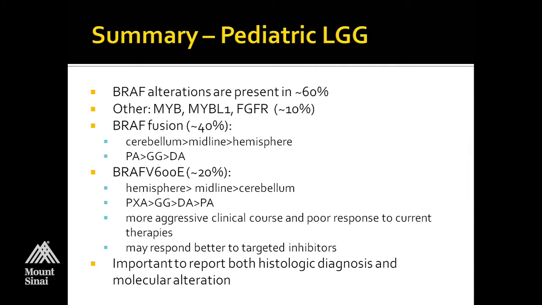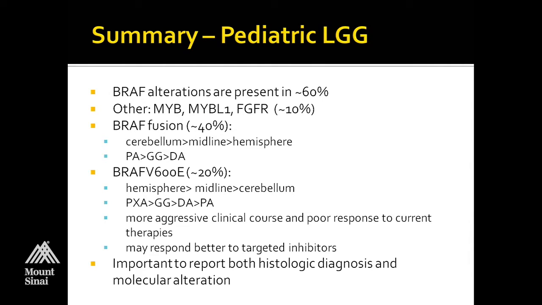So to summarize then, the low-grade glioma, BRAF alterations are present in about overall 60% of patients. Other alterations include MYB, MYBL1, and FGFR, which only account for about 10%. We see overall about 40% of the patients will have a BRAF fusion. This is most frequent in the cerebellum and then the midline and least frequent in the hemispheres. And in terms of pathology, you're most likely going to see that in a pilocytic astrocytoma, less likely in a ganglioglioma, and least likely in a diffuse astrocytoma, to the point where you may even consider not calling something a diffuse astrocytoma if it has a BRAF fusion.